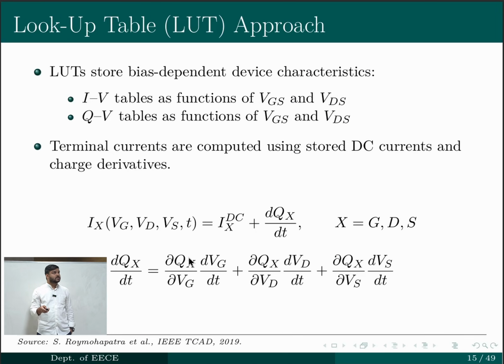What does the lookup table contain? It contains the IV tables, which are a function of the gate and drain potential. Also the dynamic data like QV, which is also a function of the gate potential and drain potential, and how it is going to be computed in the simulator. It will give the DC, meaning static, and dynamic current with the equation given below.